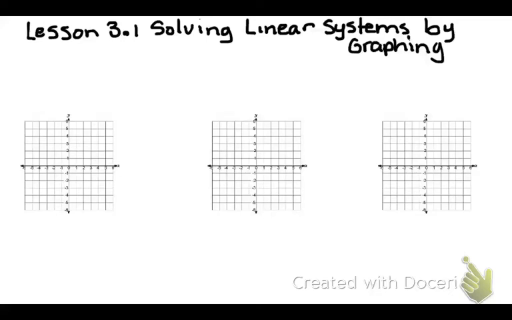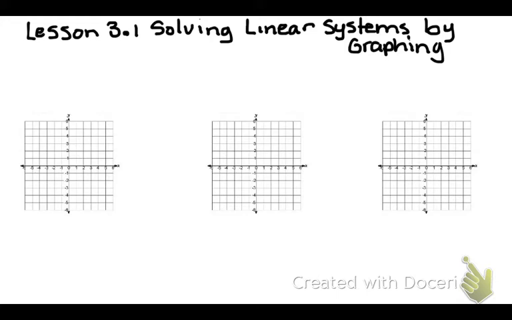Lesson 3.1, Solving Linear Systems by Graphing. A linear system consists of two separate equations. A solution of a linear system is an ordered pair (x, y) that satisfies each equation. So the solutions are intersections.